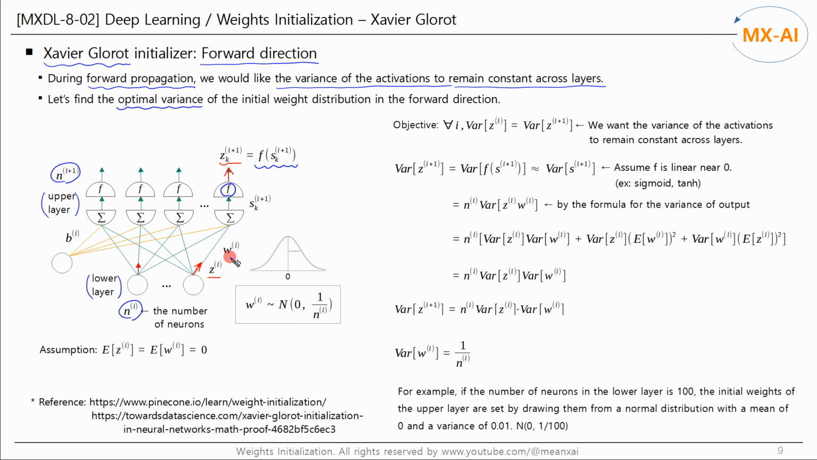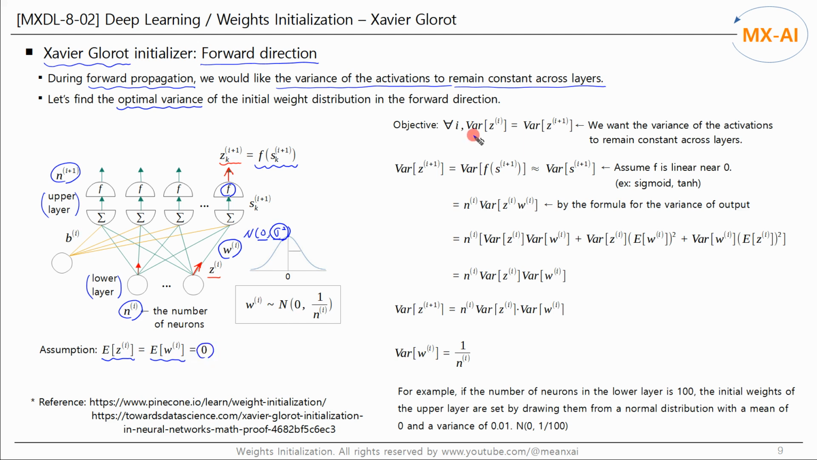The weight matrix between the lower and the upper layer is Wi. We would like to set the initial values of Wi efficiently. When we try to initialize Wi using a normal distribution with mean 0 and variance sigma squared, we will try to find the optimal sigma squared. Assume that the means of both Z and W are 0.